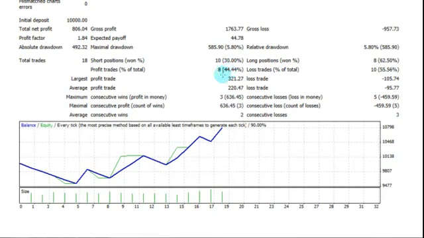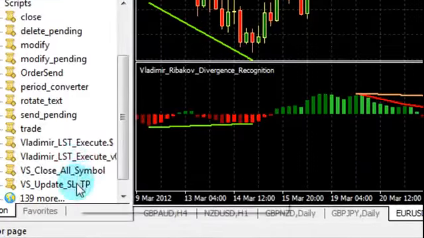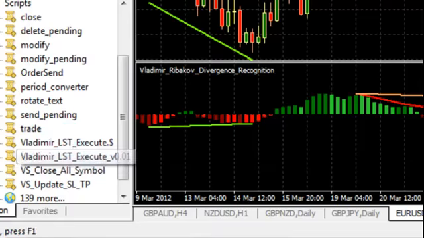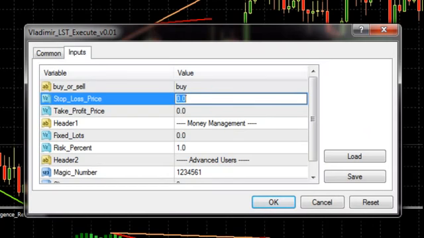And for that, we created a very, very unique script. Pay attention to that. This is the LST. It will identify divergences for you. It will give you a signal once there is a candle pattern confirmation, and it will give you the take profit you have to use. Once you have it all on your chart, all you have to do is go to the script and set your stop loss. Let's take for example, this is euro dollar.